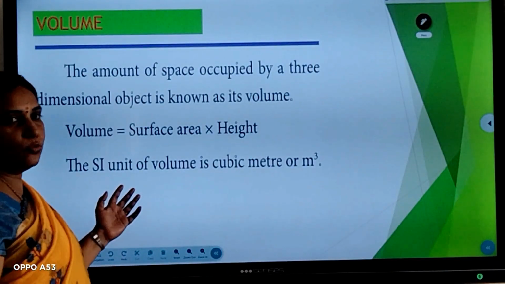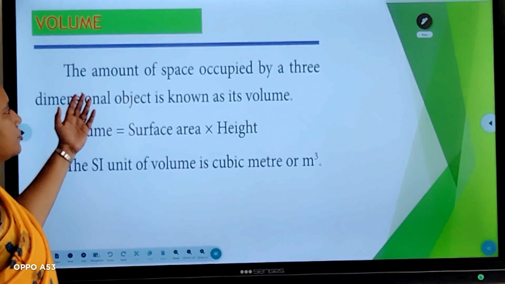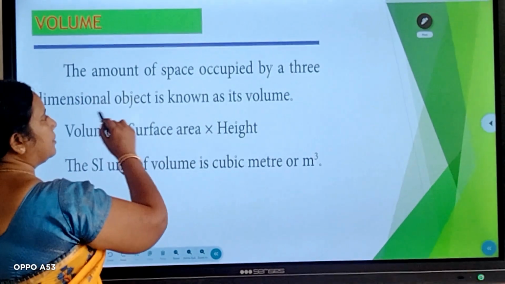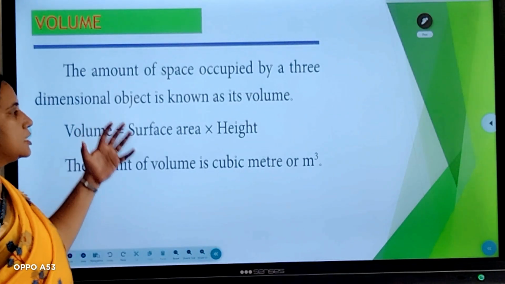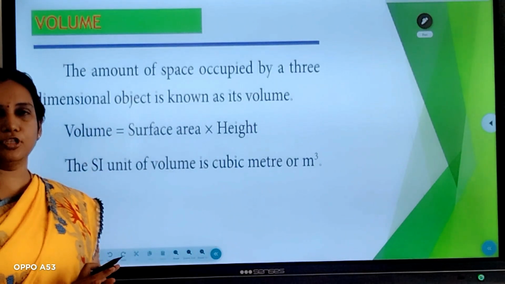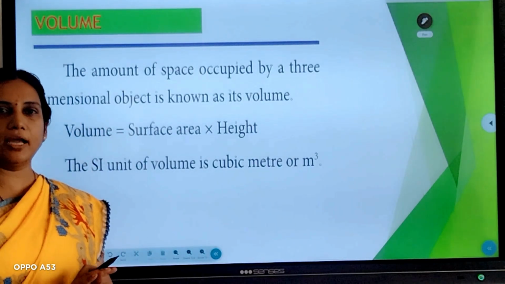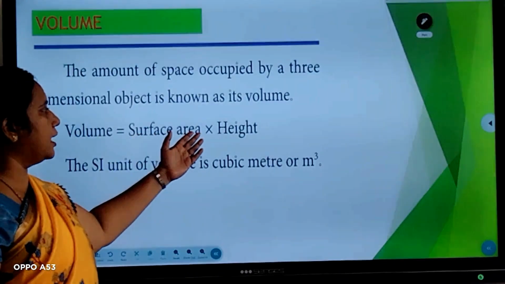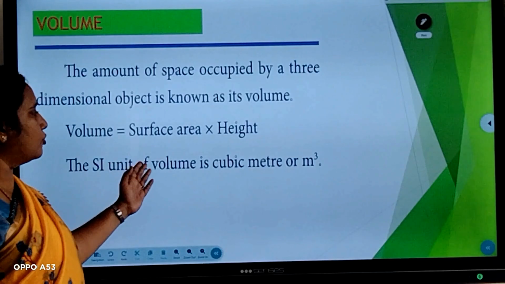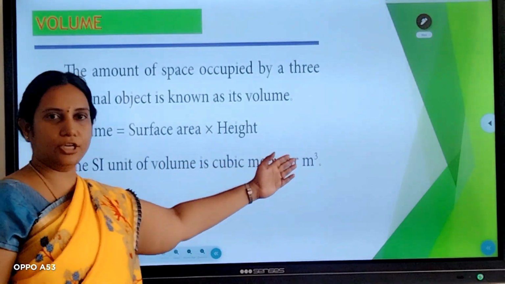Then we will go to the volume children. The amount of space occupied by a three-dimensional object is known as its volume. So, volume is respective to the three-dimensional shape. For the three-dimensional shape, we have to find its volume. So, formula of the volume is surface area into height, and the SI unit of volume is cubic meter or meter cube.